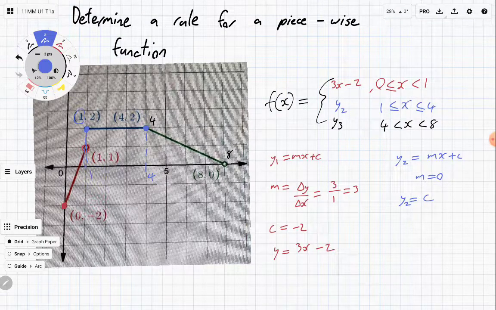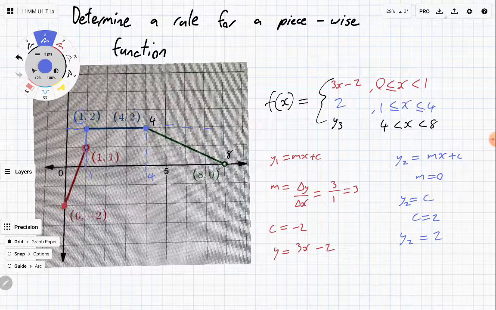And in this case, we know what c is. You can see that the horizontal line is at 2 high. So c is equal to 2, y2 is equal to 2. Notice I'm not putting anything else. I'm literally just putting 2.